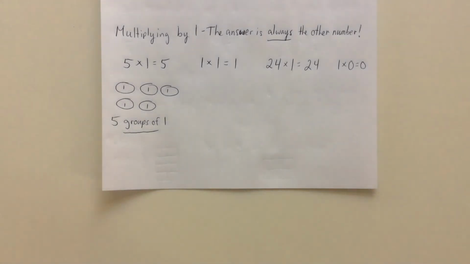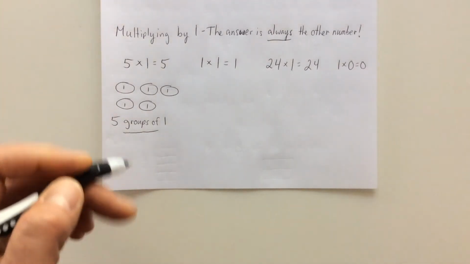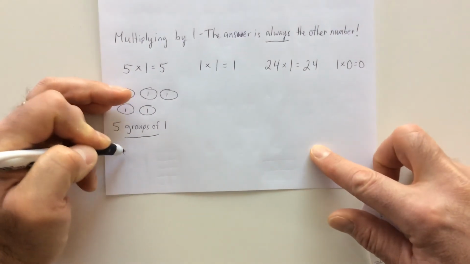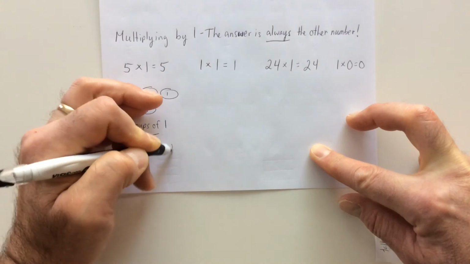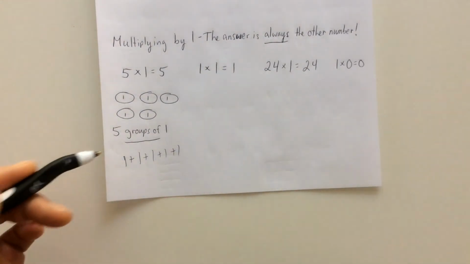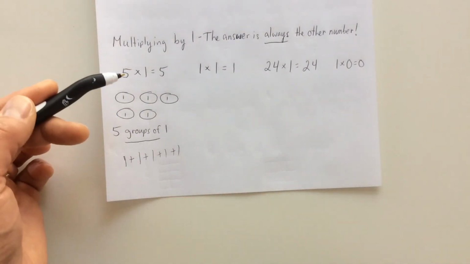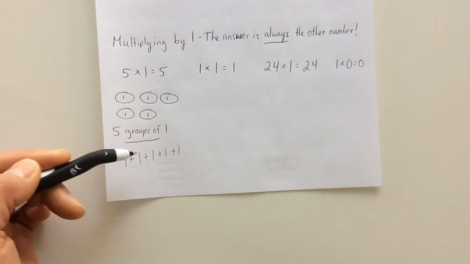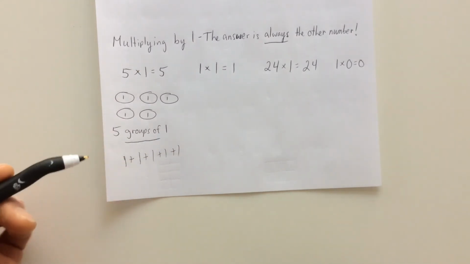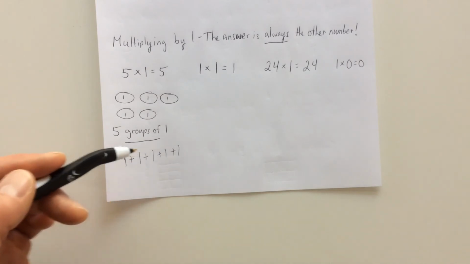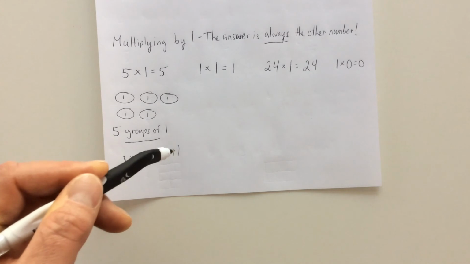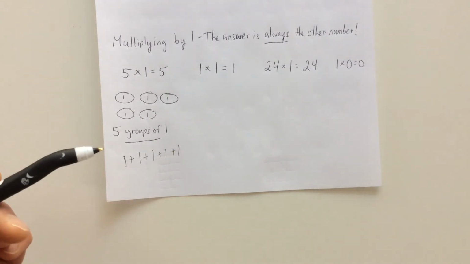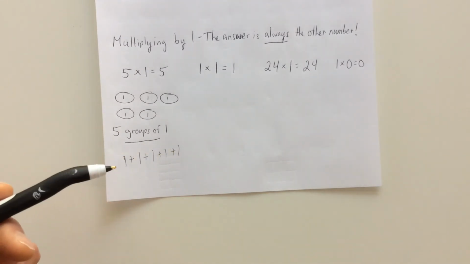Okay. One other thing I wanted to point out is that this is the same as going 1 plus 1 plus 1 plus 1 plus 1. All right, so I have 5 ones, and that's what this says, 5 groups of 1. I have 1, 2, 3, 4, 5 groups, and there's 1 in each. So multiplication is a faster way to add. So instead of writing out like this, we can just say 5 times 1. And we get the same answer. It means the same thing.